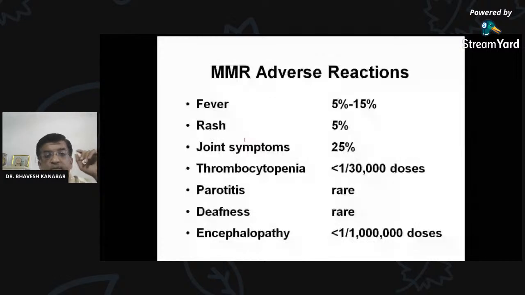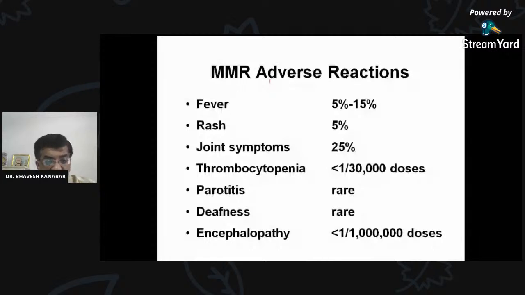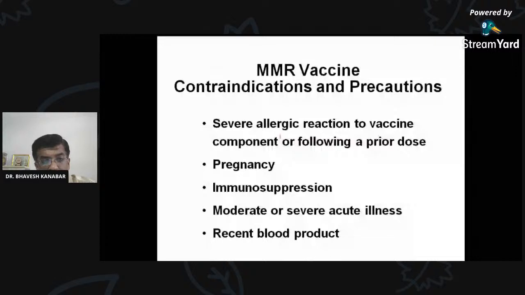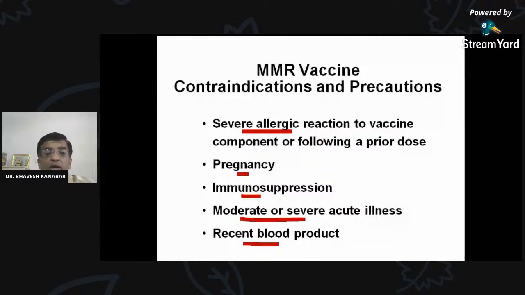Yes, MMR adverse reactions. We have already seen: fever, rash, joint symptoms, thrombocytopenia, parotitis, deafness, encephalopathy. We have seen these in mumps also. These are similar. Contraindications of MMR or MR vaccine: severe allergic reaction with a prior dose, pregnancy, immunosuppression, patient on immunosuppressive therapy, moderate or severe acute illness, and recent blood product. Suppose a child has taken whole blood or PCV, then the MMR vaccine is not to be given.